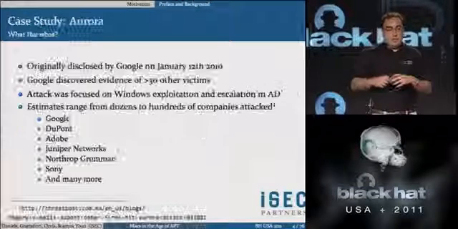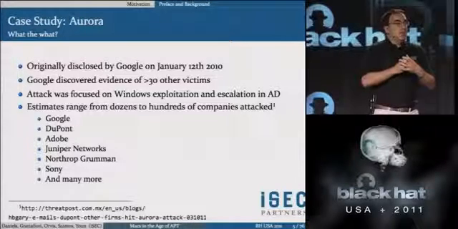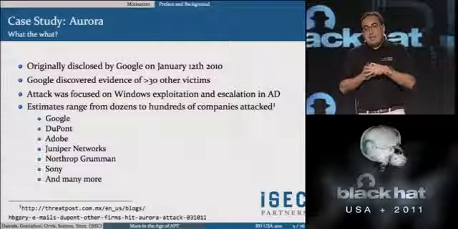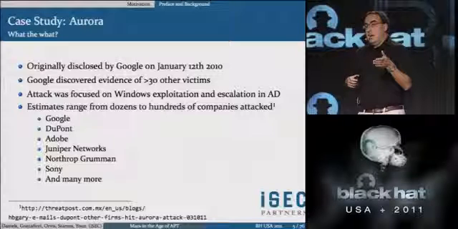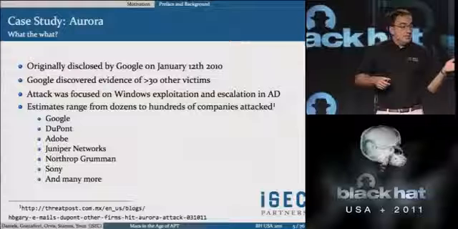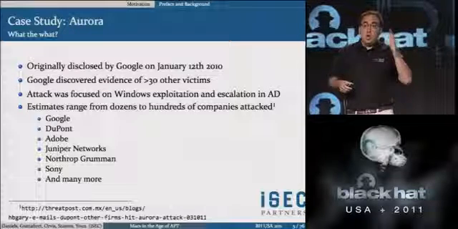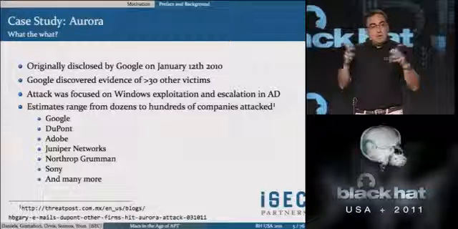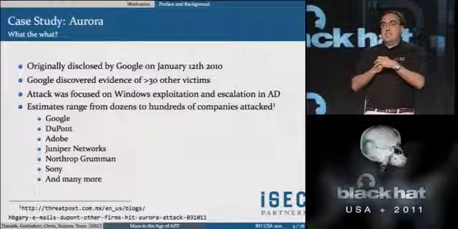So we're going to kind of cheat on that one. Everybody here has heard of Aurora. Google disclosed it, I would say very bravely of them, disclosed that they were victims of this, and through some very hard work that they did to take over control machines and dynamic DNS names, they were able to discover evidence of 30 other companies being victimized, the vast majority of which had no idea that they were victims until they got a call from Google. Dozens to hundreds of companies possibly were attacked according to some later estimates, although that's a pretty fuzzy number.